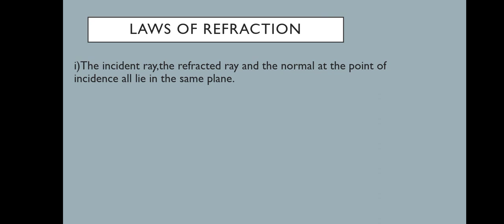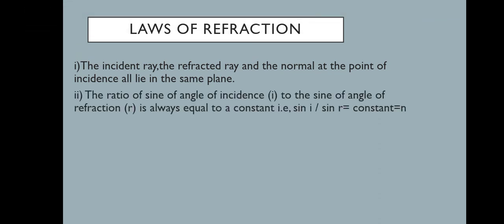The second law is that the ratio of the sine of the angle of incidence, which is represented by i, to the sine of the angle of refraction, which is represented by r, is always equal to a constant. That is, we can write it as sine i divided by sine r equals a constant, which is represented by n. This n is called the refractive index of a medium.